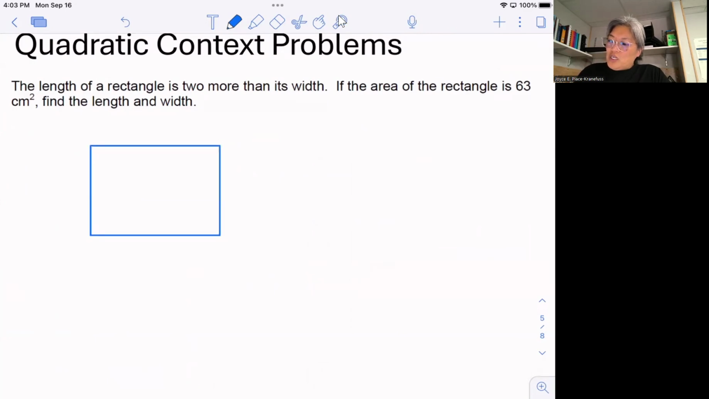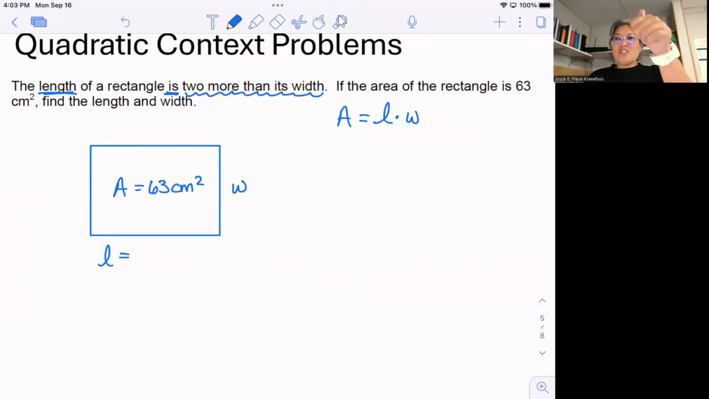Okay, so with drawing a picture, area of a rectangle is length times width. So the area we already know is 63 centimeters squared. The length is 2 more than its width. So if I label this the width, how do I do 2 more than? Is it addition, subtraction, multiplication, or division? You have 4 options. Okay, if you said addition, you hit the nail on the head. It is 2 more than the width.